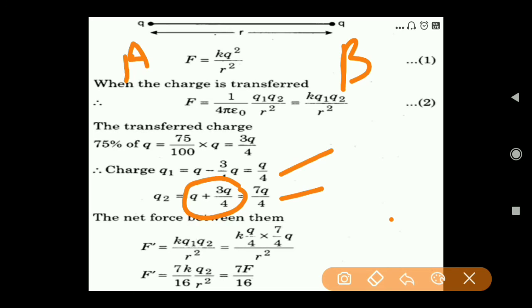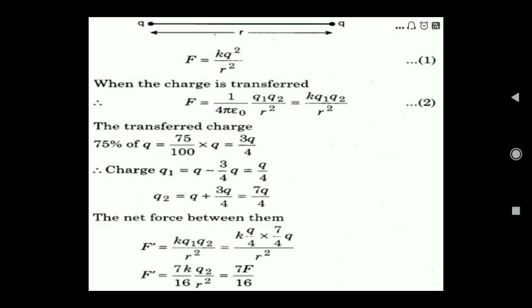Now if you compare with equation number 1, it is found that it is 7 by 16 of F. So because of this redistribution, the new force becomes 7F upon 16. So our answer is 7F by 16. This is our answer. The new force becomes 7 by 16 times the force F given in the question. I hope you can understand the redistribution of the charges.